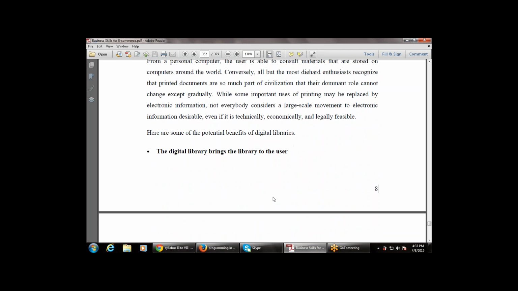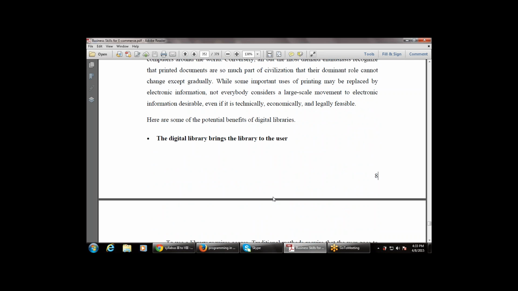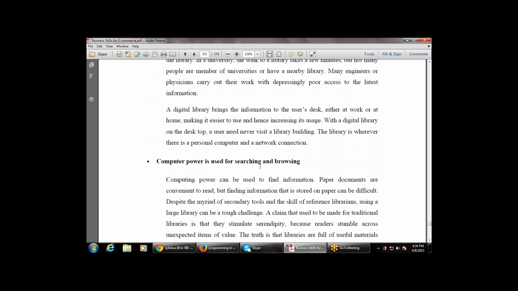First of all, the major benefit is that the digital library brings the library to the user. The user does not have to go to the library to search for information. The digital library is available to the user at their doorstep, in various forms, either an electronic form, an internet-based form, or a network-based form. So the first benefit is that the digital library brings the library to the user.